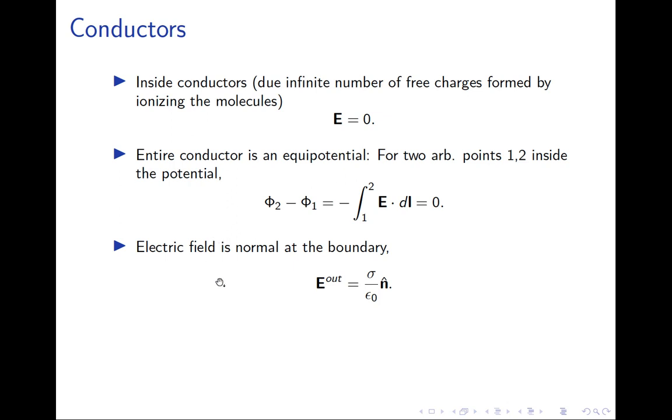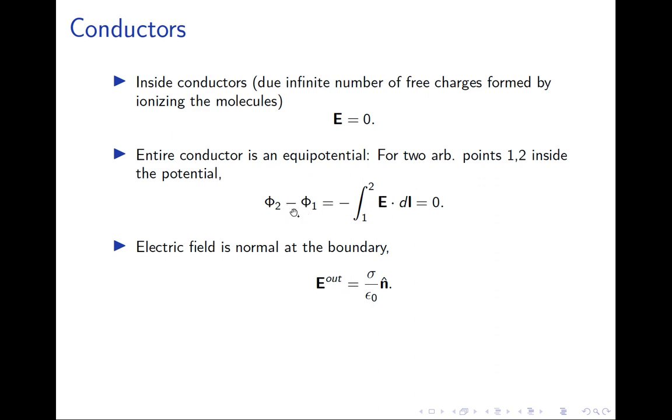Another thing which comes from considering Gauss's theorem is the electric field at the boundary. Now, the electric field is entirely normal at the boundary, and the reason for this is again the same thing. Let's say there are 2 points on the boundary, phi 2 and phi 1. Because the conductor is an equipotential surface, this is 0. And E dot dl will be a tangential component, because E dotted with dl means the tangential component. So the tangential component is 0.